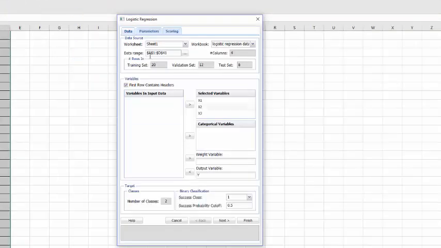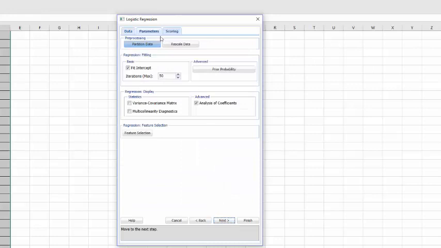I will be asked to give the data range, which is here. The variables that will be used as my explanatory variables are x1, x2, and x3, and the output variable is y. We have two classes: those at y equals 1 and those at y equals 0. The success class is identified by 1, and the success probability cutoff is 0.5.